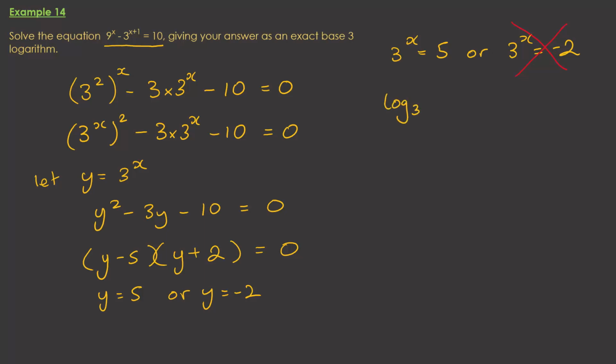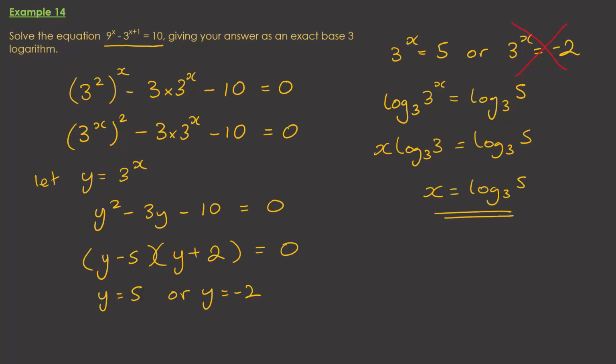And we were told to use log to the base 3. So log to the base 3 of 3 to the x is log to the base 3 of 5. Using a log law, that's x log to the base 3 of 3 is equal to log to the base 3 of 5. And of course, log to the base 3 of 3 is 1. So x is log to the base 3 of 5.